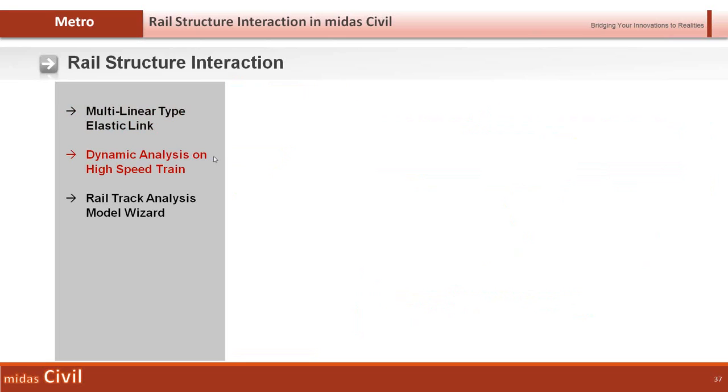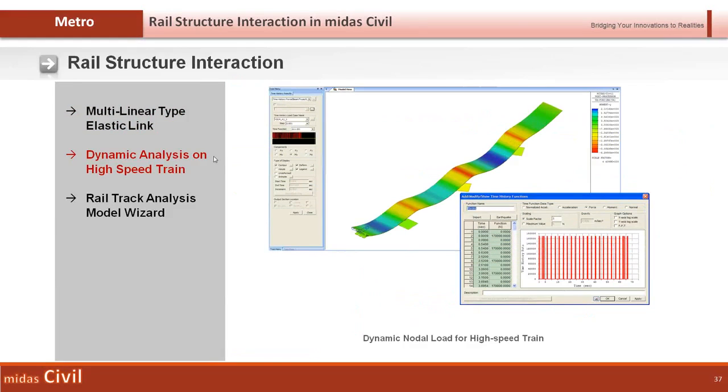Similarly, we can do dynamic analysis of a high-speed train. So what do I mean by dynamic analysis? You can actually provide the dynamic time step functions of force. You can give a dynamic force, and you can find proper results for each and every time step. How the track and the deck are behaving for each and every time step you can find.